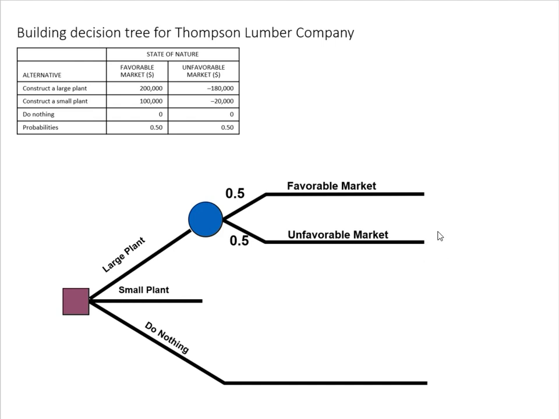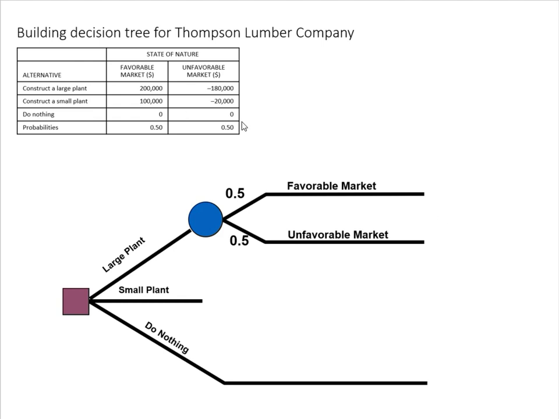At the end of each branch, we need to mark the payoff. A payoff is simply the measure you use to make decisions. Here, we are making decisions to maximize the company's net present value. So the payoffs are simply the net present values.